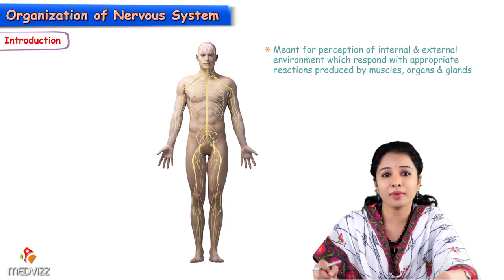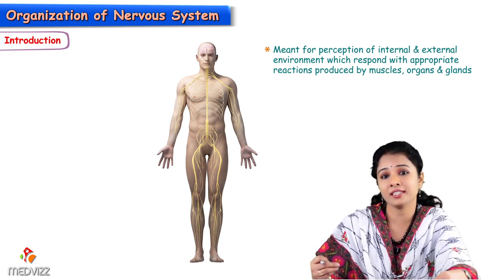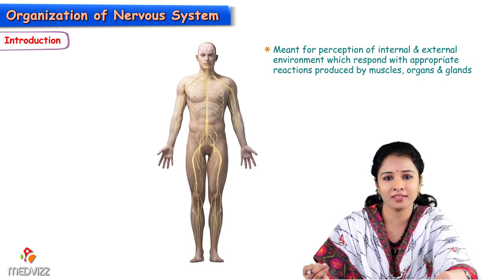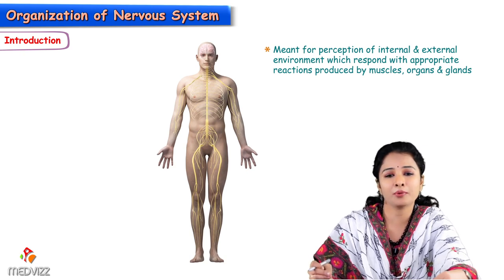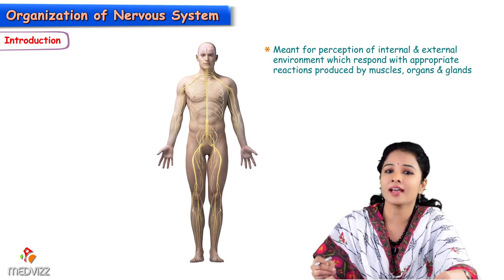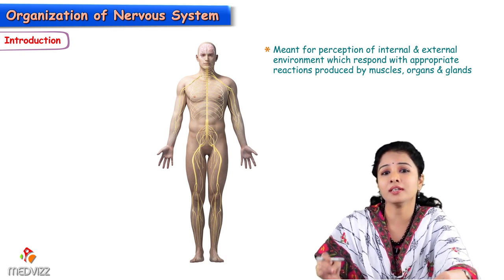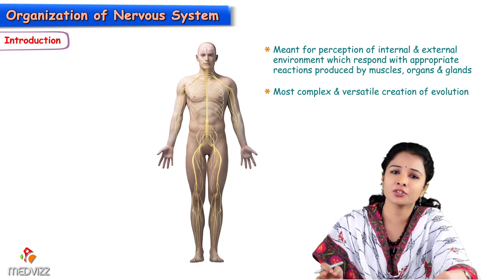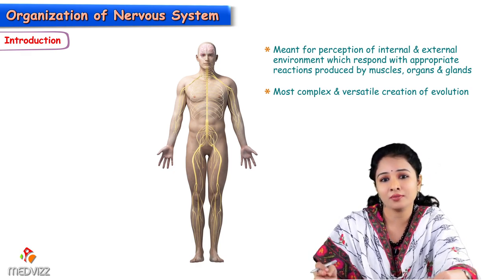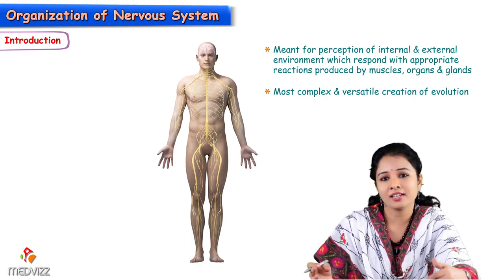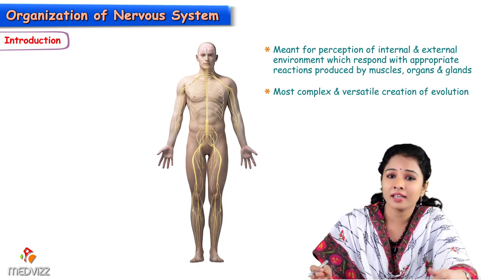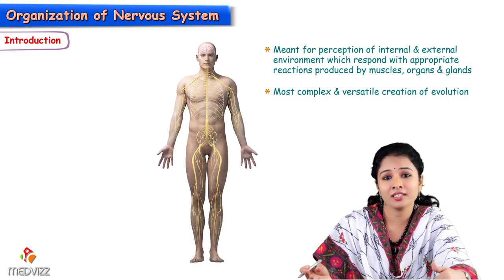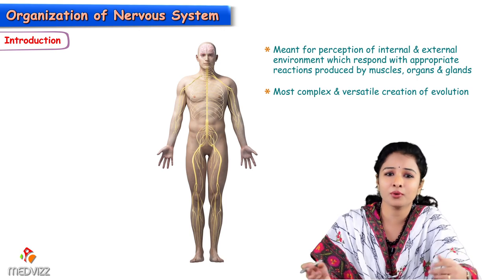Nervous system is meant for the perception of internal and external environment, which respond with appropriate reactions produced by the muscles, organs, and glands. The human nervous system is the most complex and versatile creation of evolution, with advanced functions like cognition, learning, memory, intellectuality, personality, and many more.